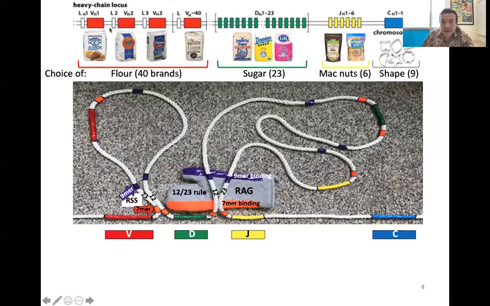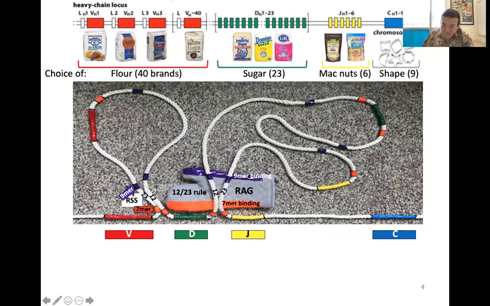You can think of these as different groups of ingredients. These would be the flour that you choose, and there might be like 40 different brands of flour. If you're an avid baker, maybe there's a particular brand of flour that you really like to use for your cookies. Different brands of sugar would have slightly different properties. Some of them are very finely powdered, some of them are more coarse. So your choice of which sugar to use would have a subtle but important variation on the recipe. And then similarly, mac nuts, and then you have a more limited number of shapes that you can choose.